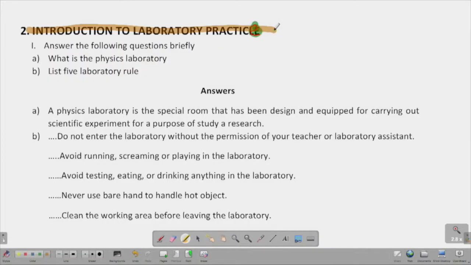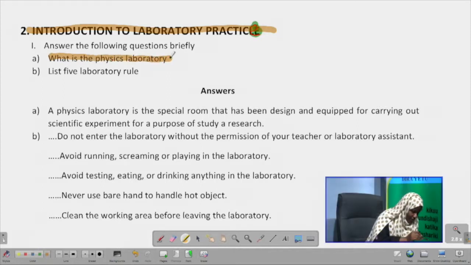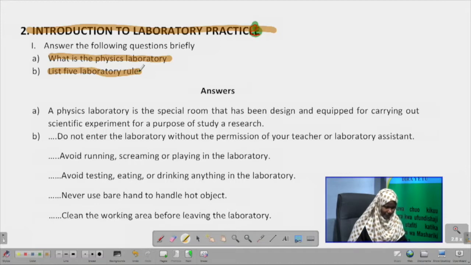Okay, we see here our first question says, answer the following questions briefly. A. What is physics laboratory? And B. List 5 laboratory rules. So in physics, we have to make some experiments, right? In experiments, we have to go to special rooms. These rooms are what we call laboratories. Let's see the answers to our questions.